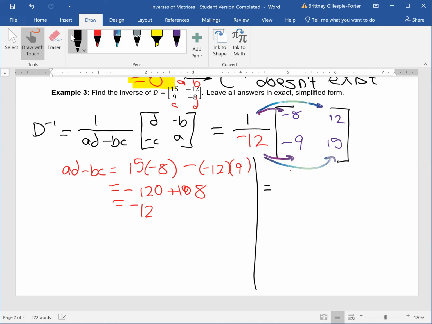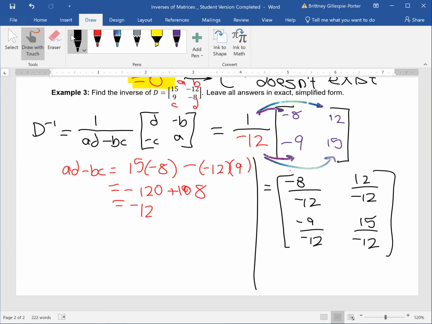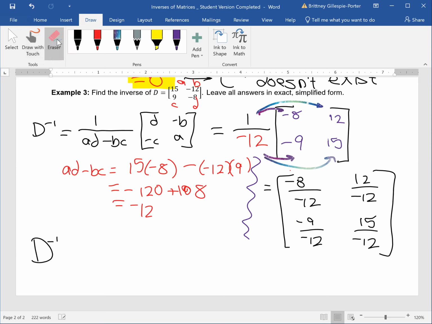So I am going to do the intermediate step and then we'll simplify. We would have -8 all over -12, 12 all over -12, -9 divided by -12, and then 15 divided by -12, showing our multiplication by a scalar. And then we would need to simplify. Keep in mind that you need to keep simplified fractions. Don't use decimals unless the problem asks you for decimals.